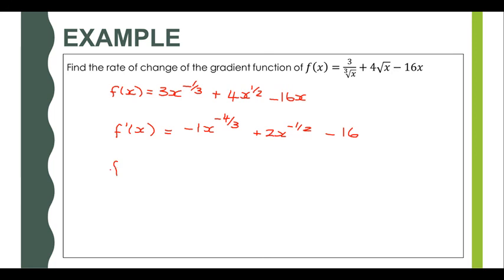So f double dash of x is equal to 4 over 3 x to the minus 7 over 3 minus 1x, or x to the minus 3 over 2, and our 16 differentiates to 0. Be careful when you are taking 1 away from your powers, and if you're not happy with this, use your calculator.